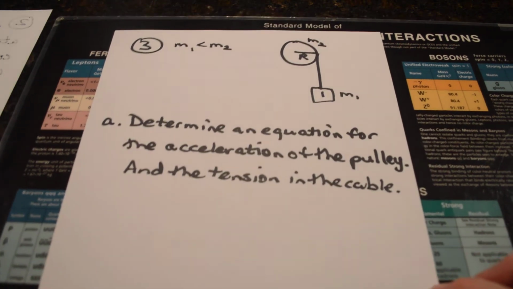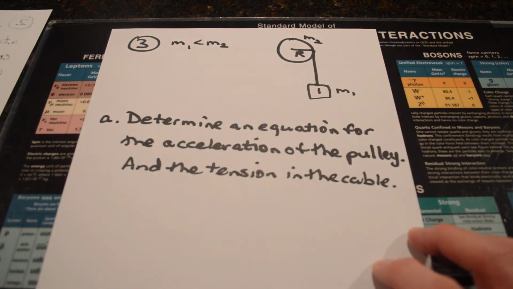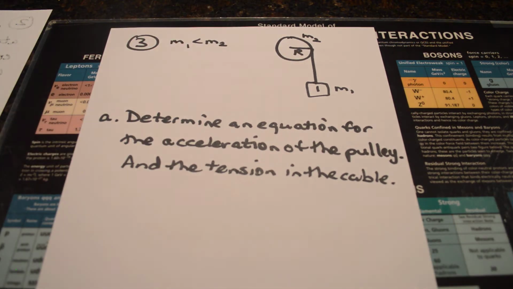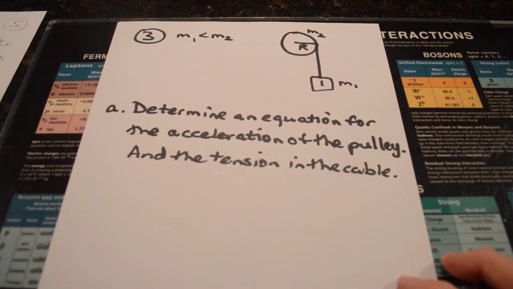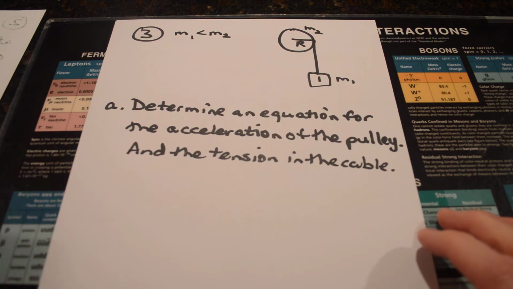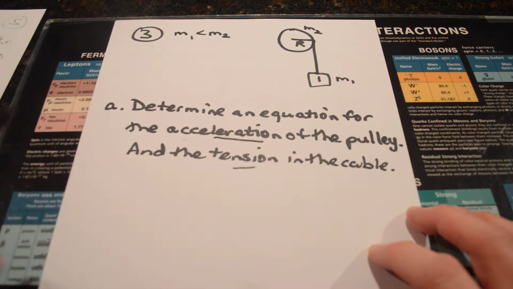You now have a situation here where you have a mass connected to a pulley by a string, but in this case now the pulley itself has mass. Usually we've done Atwood machine problems and problems with pulleys with massless pulleys. Now we're going to try to figure out how do we handle a situation if the pulley has mass. Okay? So in this case, we're going to determine an equation for the linear acceleration of the pulley and the tension in the cable.